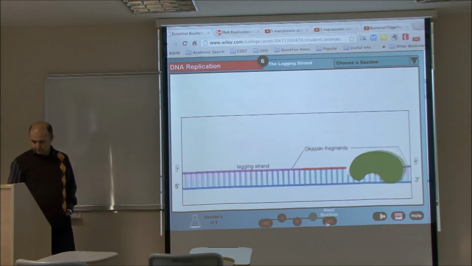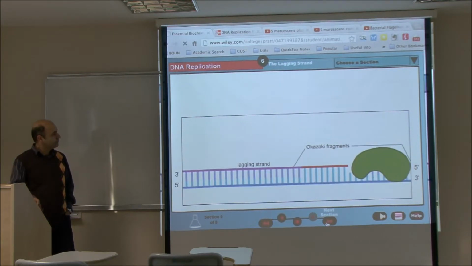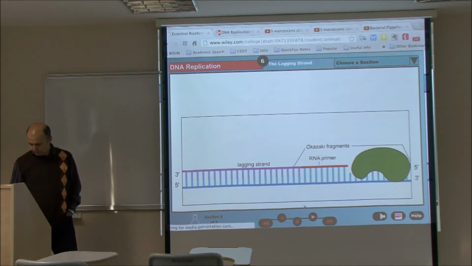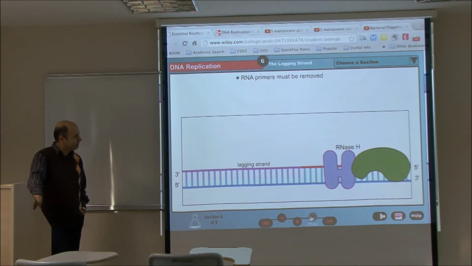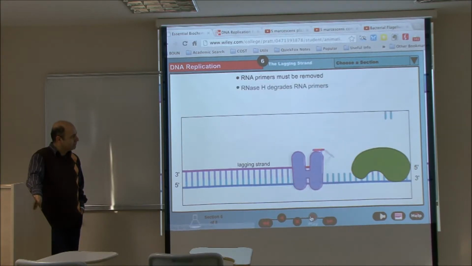Before the lagging strand DNA exits the replication factory, its RNA primers must be removed and the Okazaki fragments must be joined together to create a continuous DNA strand. The first step is the removal of the RNA primer. RNase H, which recognizes RNA-DNA hybrid helices, degrades the RNA by hydrolyzing its phosphodiester bonds.